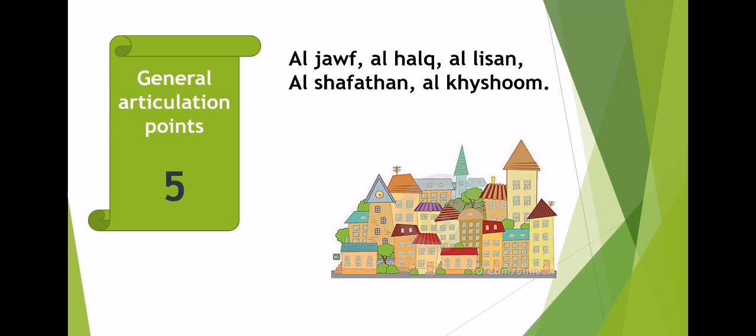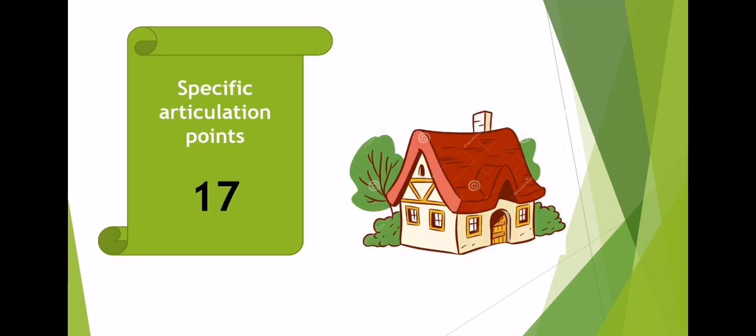Similarly, if I say the articulation point of the hamza is the throat, it will be like getting the information that he is from Bahrain. Similarly, the al-jawf, al-halq, al-lisan, al-shafatan and al-khayshum are the general makharij, general articulation points, where we won't get any idea where exactly the letters are from. Al-jawf has 3 letters, halq has 6 letters, and lisan has 15 letters. But in order to understand the exact location of those letters, we have to study the specific articulation points.